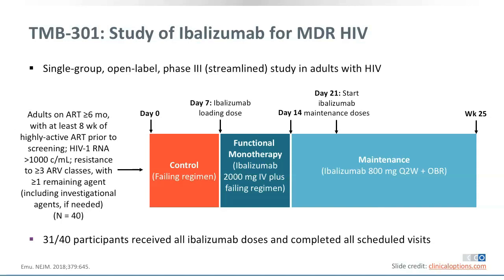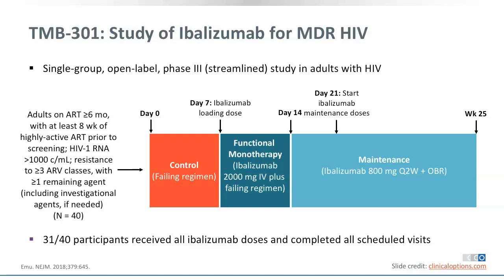In order to be included, you had to be an adult with HIV who was on antiretroviral therapy for at least 6 months. And you had to have a viral load of at least 1,000 copies per milliliter with at least 3 class drug resistance. But you needed to have at least 1 remaining active drug, even if it was an investigational drug.